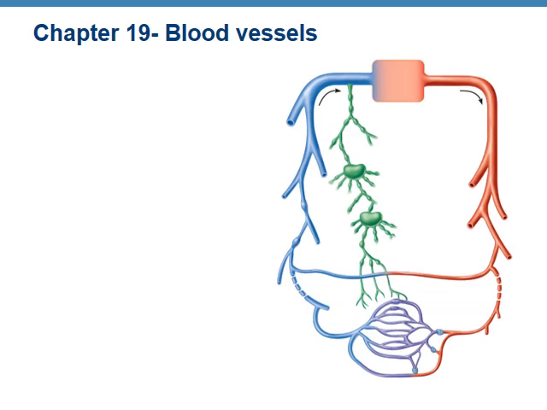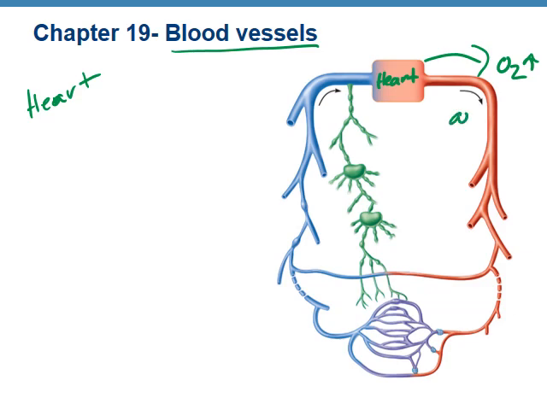Welcome to chapter 19. Now we're going to talk about blood vessels. So we've talked about the heart in chapter 18. And then let's draw this in. That's the heart. And we know that we have oxygen-rich blood that's leaving the heart. These are arteries. And this is leading to our systemic circuit, right, to the body.